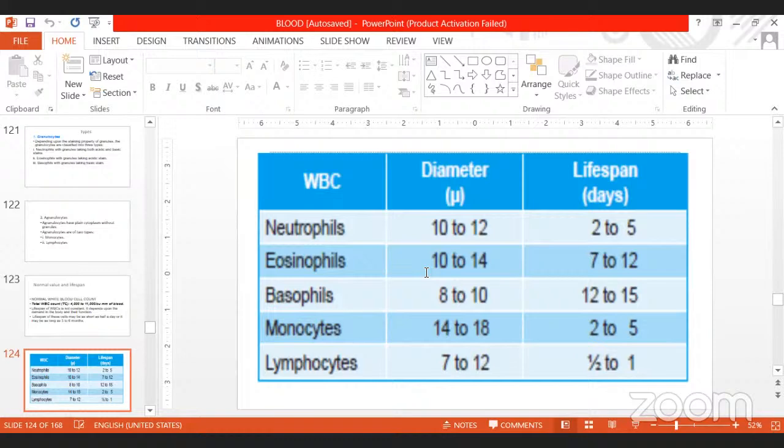And lymphocytes vary. There are two types of lymphocytes according to size, small lymphocyte and large lymphocyte. A small lymphocyte is almost the size of an RBC, and large lymphocytes are around 10 to 13 micron in diameter. So we can say the size of a lymphocyte is around 7 to 12 micron, and the lifespan is very short, half to 1 day.